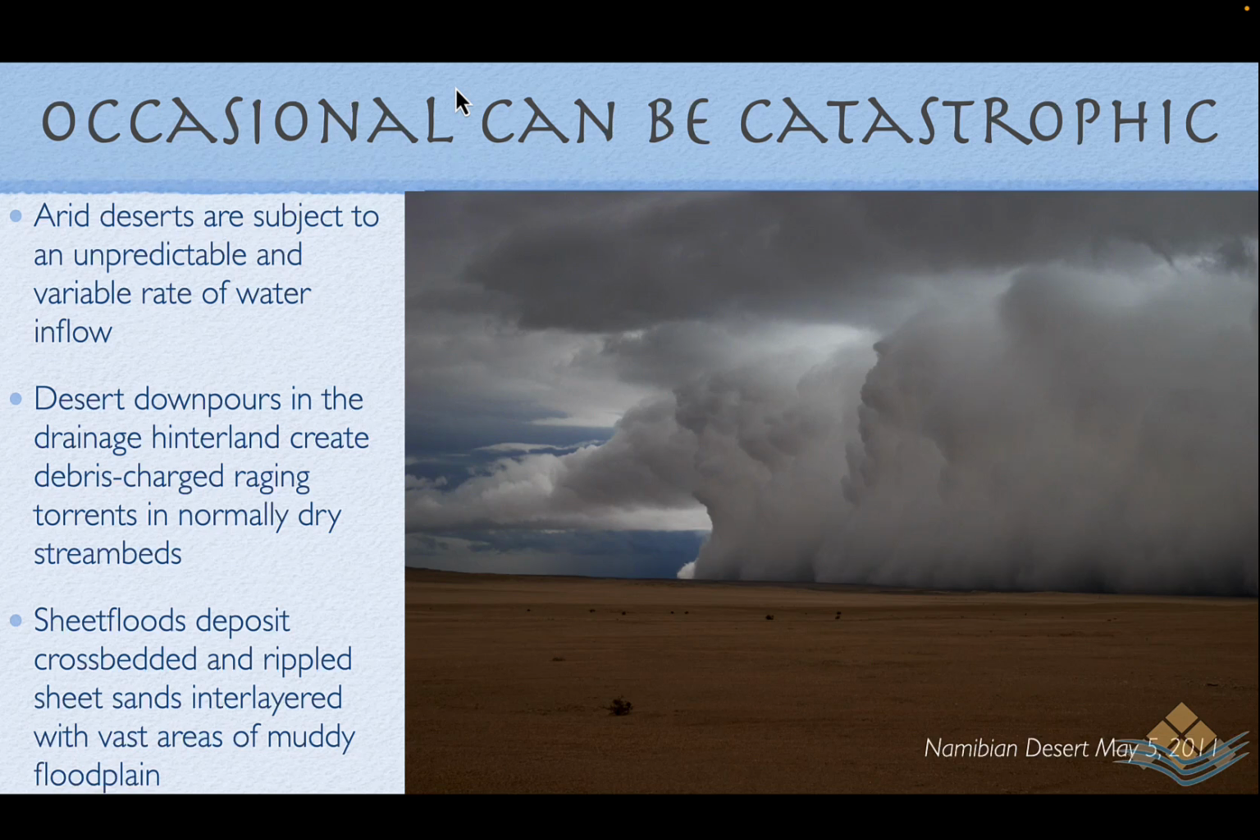Arid deserts are subject to unpredictable and variable rates of water inflow. And so these desert downpours, these storm-induced downpours in the drainage hinterland, create these debris-charged raging torrents in what are normally dry stream beds feeding into the sumps where the various saline salts are accumulating. At that time, we'll see sheet flooding around the margins of these continental systems, and we may see a range of cross-bedded and rippled sand sheets interlaid with vast areas of muddy floodplains where capillary evaporation takes place and salts are accumulating after these occasional freshening events.